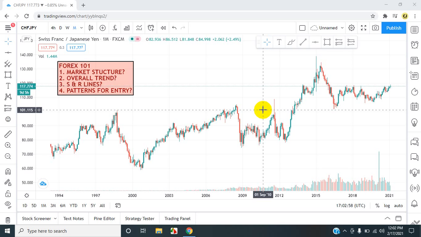Let's get back down to business. Alright guys, we are checking out CHF JPY. That would be the CHF franc versus the Japanese yen.